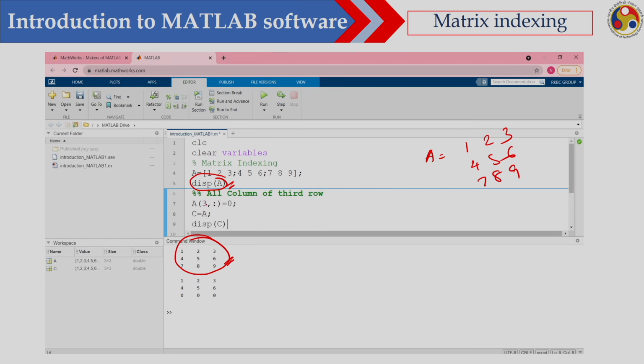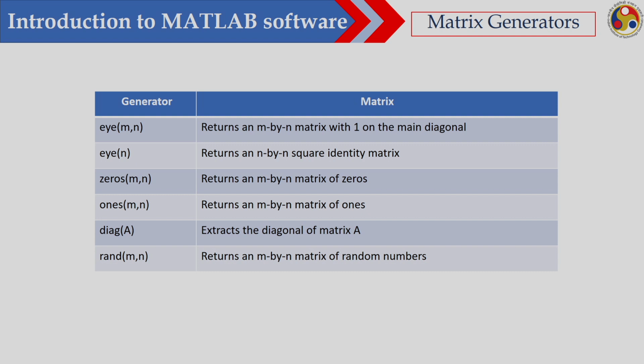Now, what I have done, the third row, okay, all elements, that means this particular third row all elements. I put this equal to 0, that means this particular row is 0, and then I have copied it into C. So, C equal to A and display C, and you can see that third row is now 0, okay, all zeros.